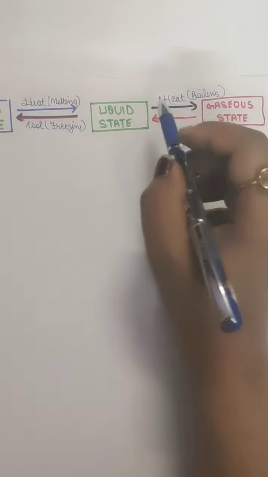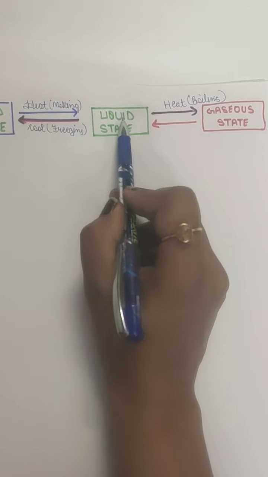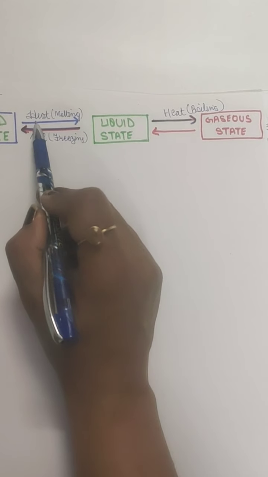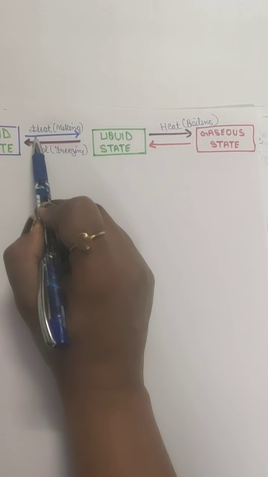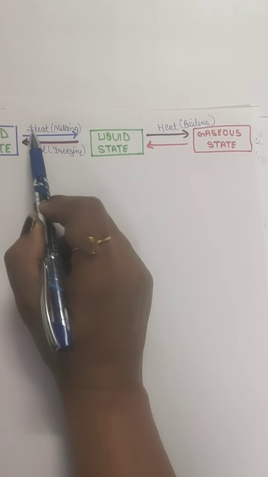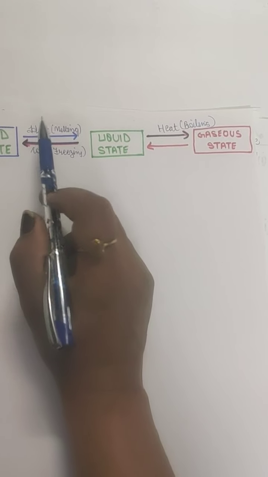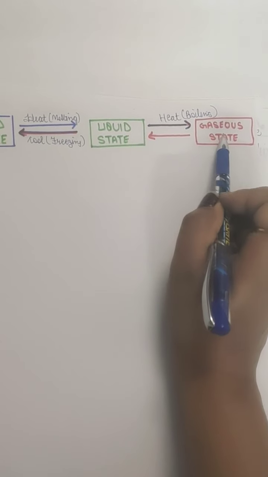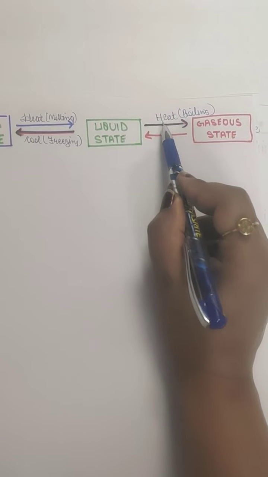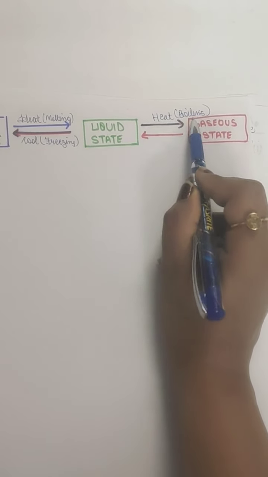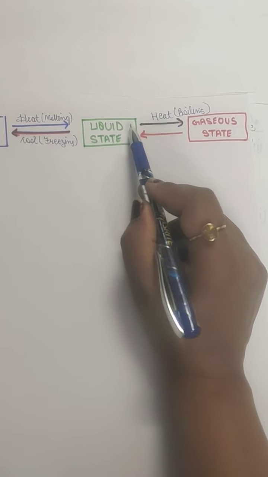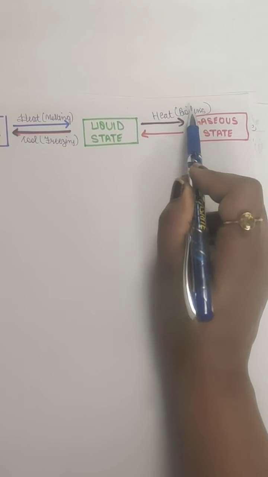Okay, so solid state to liquid state is called melting. How? By a change in temperature. When we raise the temperature, we basically give heat here. From liquid state to gaseous state, again we will raise the temperature, we'll heat it. That is called boiling. So the process or conversion from liquid to gaseous is called boiling.